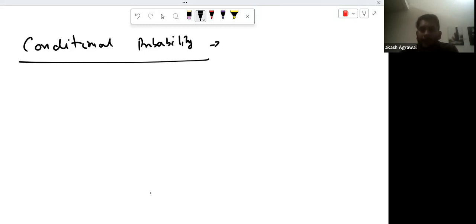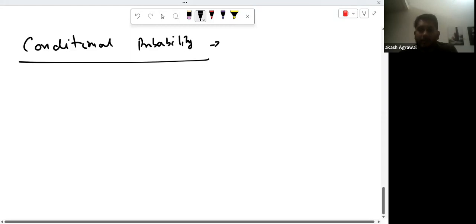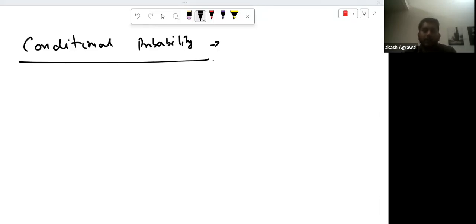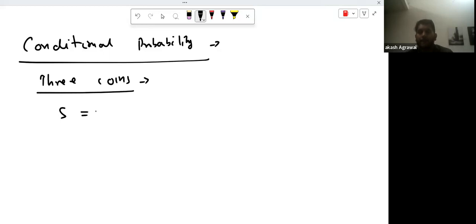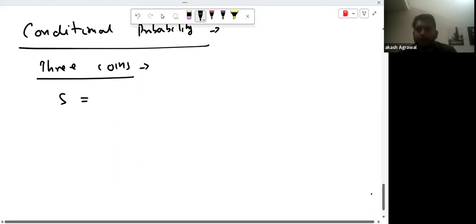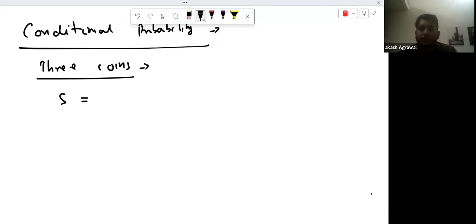Okay, conditional probability you can find, Deborah, Fadil? Yes, sir. Okay, so what is conditional probability? Suppose we are tossing 3 coins. Can anyone tell me the sample space for this? If we toss 3 coins, then what is the sample space? What can be the outcomes?